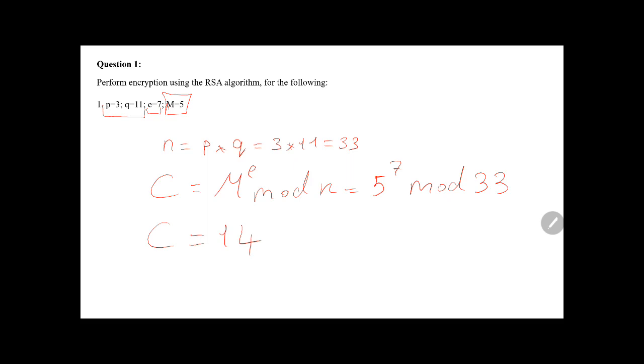If you don't remember how we do the modulus, if you want to do it using the calculator, what you do is you get the first value here divided by the second value here. I will give you an example on this one. So it's 5 power 7 divided by 33.